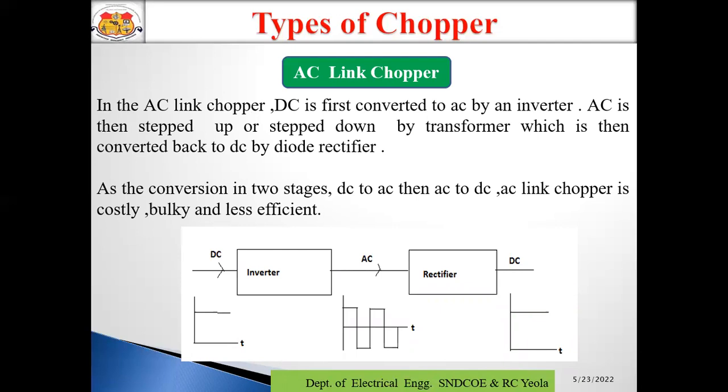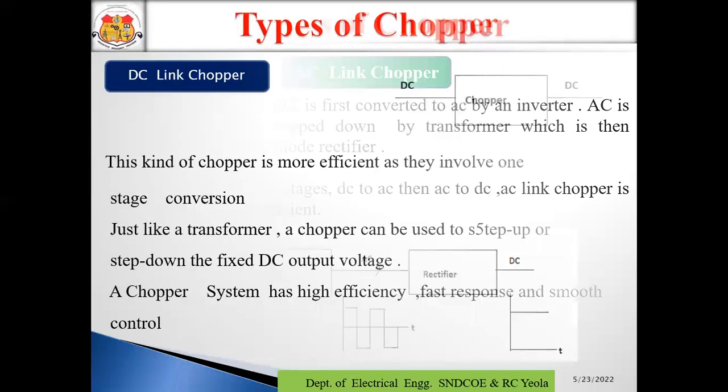In that figure, you can see here in this block diagram of the AC link chopper, first the signal is converted from DC to AC, then it is converted from AC into DC. That means there are two steps. So for that, it is very complicated and very bulky.